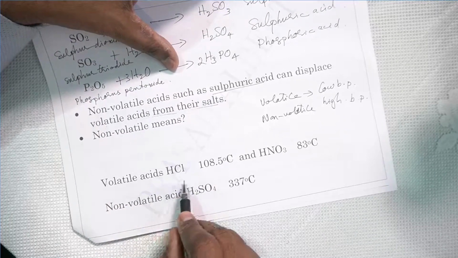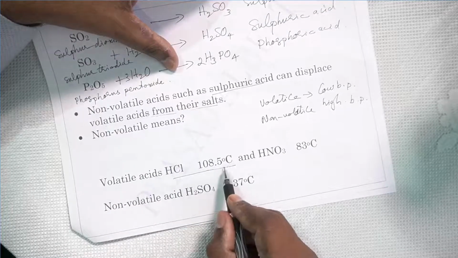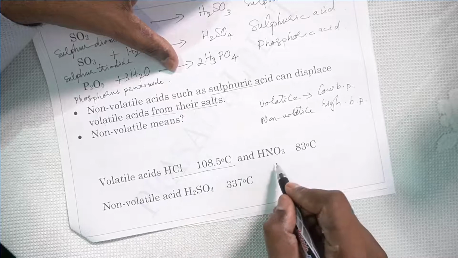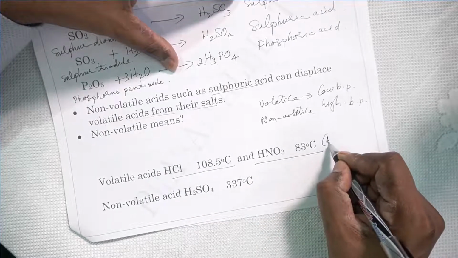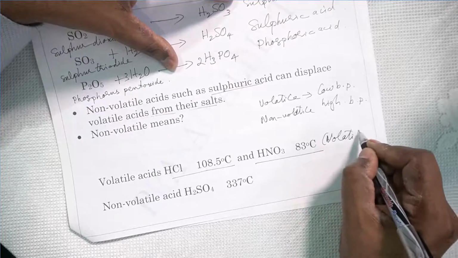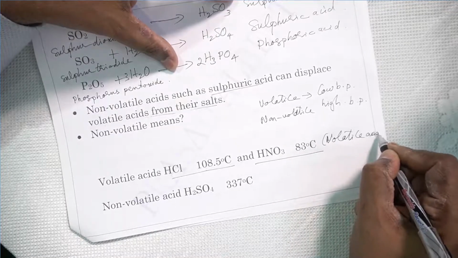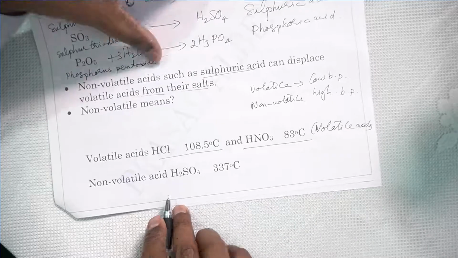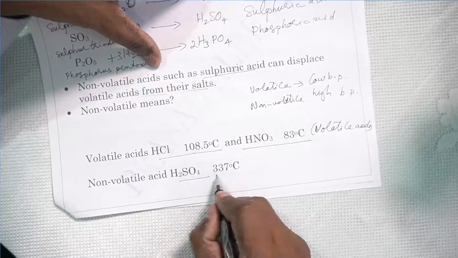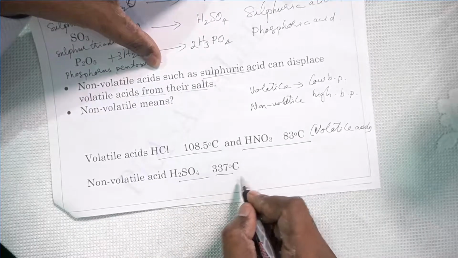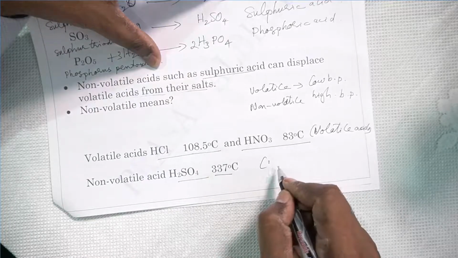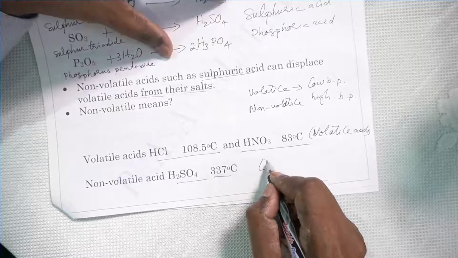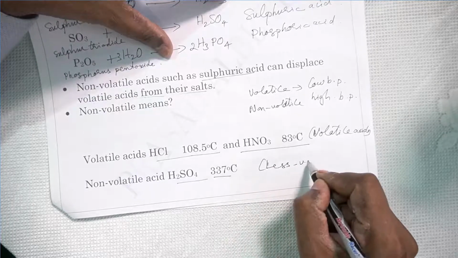Now we have hydrochloric acid boiling at 108.5 degrees Celsius and nitric acid at 83 degrees Celsius. So these are known as volatile acids. And we have a non-volatile acid, sulfuric acid, at 337. See, the boiling point is almost 3 times. So it is a non-volatile acid, or we may also call it less volatile.